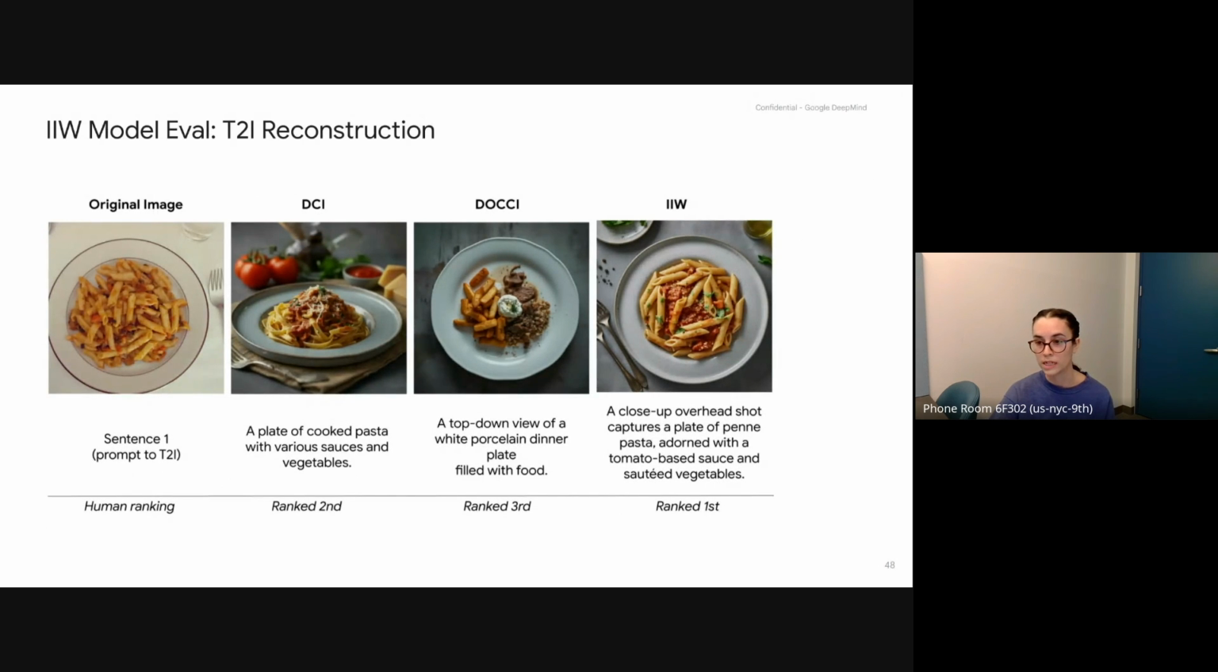So now we have some qualitative examples, the first showing when we just input that first sentence from each respective generated image description.